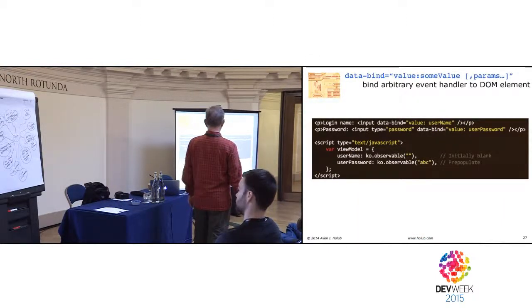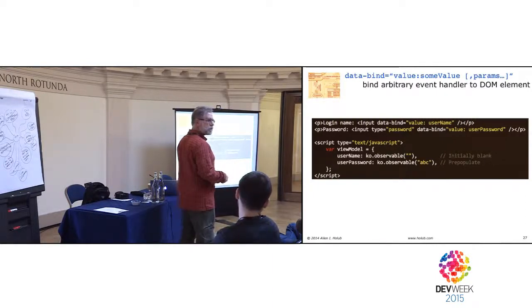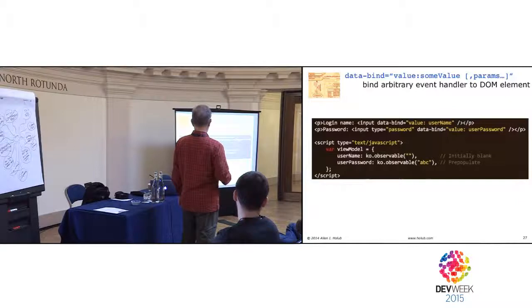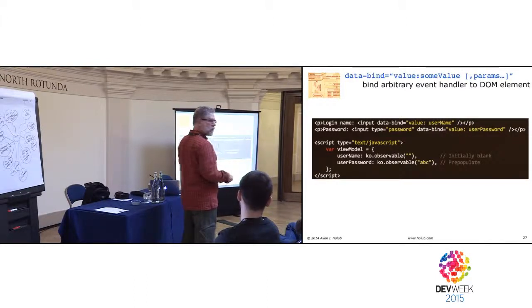Right, more bindings. Now we're binding values. Here I've got an input field where I'm binding the value to username. Before, we were just looking at the text attributes. So I've got some JavaScript that's got a view model in it. I have an observable username and an observable password. Up here in the login name, I've got a data binding of the value username, and a data binding of the value attribute of the password to the password input element.